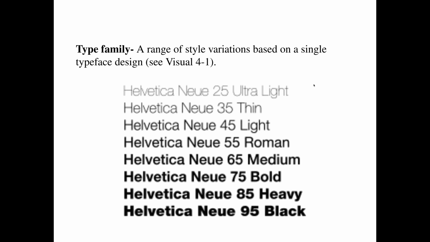A type family then is a range of style variations based on that single typeface. So for example, when you go into Google Docs, for example, and you choose Helvetica, there's going to probably be a drop-down menu next to it asking you what style you would like to use. And this is known as a type family.